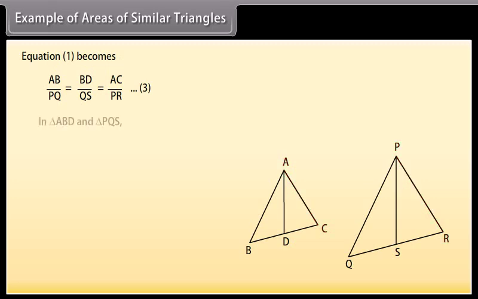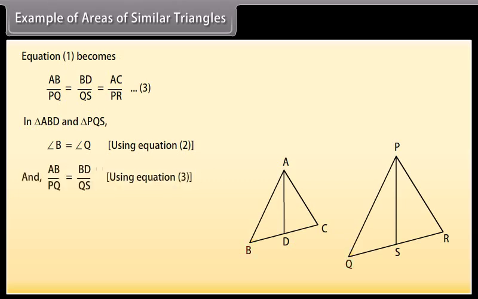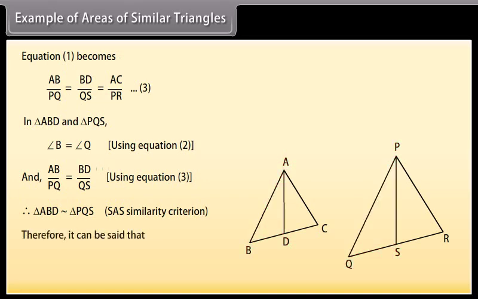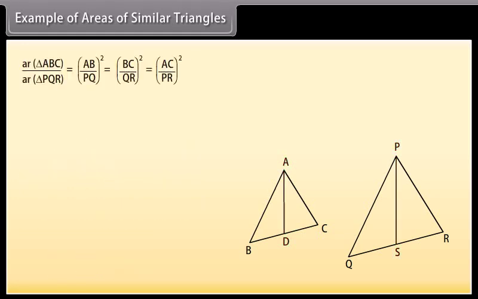In triangle ABD and triangle PQS, by using equation 2, angle B is equal to angle Q, and by using equation 3, AB upon PQ equals BD upon QS. Therefore, triangle ABD is similar to triangle PQS, SAS similarity criterion. Therefore, it can be said that AB upon PQ equals BD upon QS equals AD upon PS. Mark it as 4.